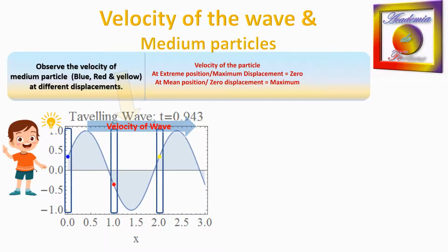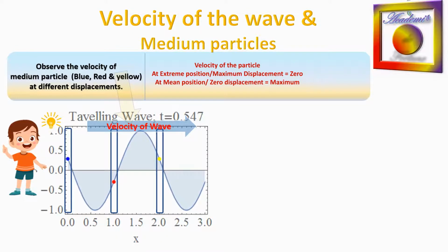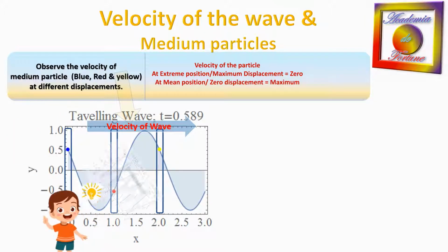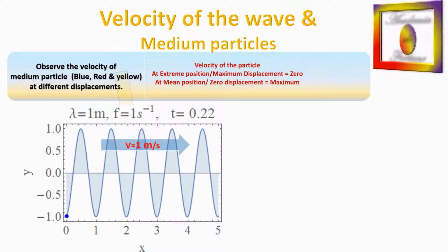On the basis of the motion of medium particles, waves are actually further divided into two types, that is transverse and longitudinal waves, but this is the topic for another video. Coming back to our traveling wave again, let's discuss how we plot the wave on various axes.